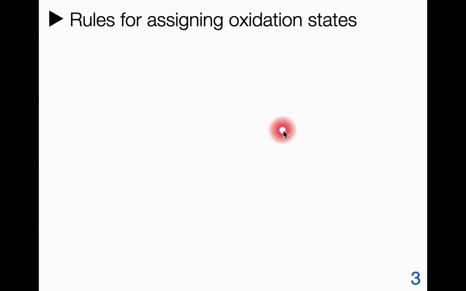Rules for assigning oxidation states. Okay, now there's 8 rules I'm going to list for you here. It's like learning a new game. The first time you play a game, or the first few times, you don't quite get what's going on, but after a while it starts making sense. So kind of hang in there. I'll walk you through the rules, and then we'll do some examples. It'll make some more sense in a bit.